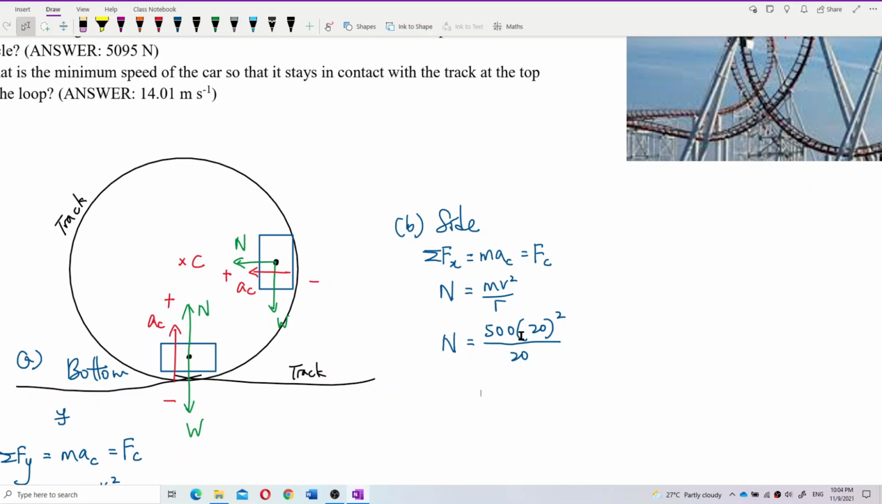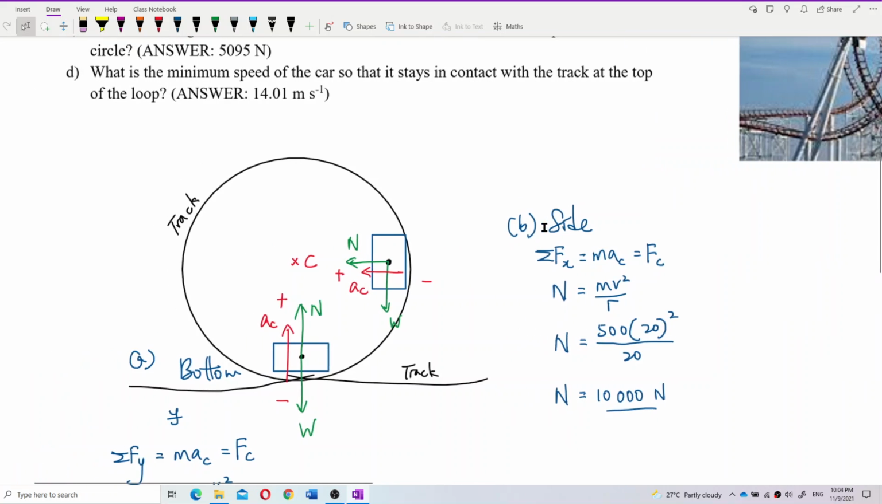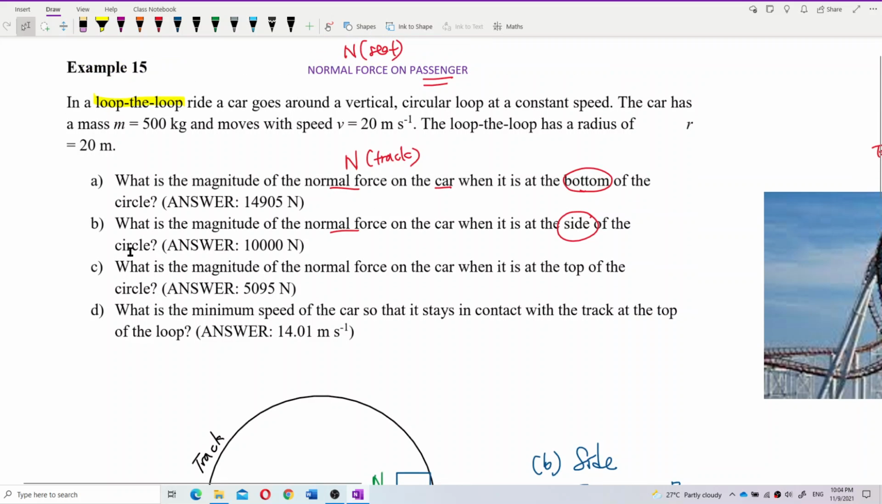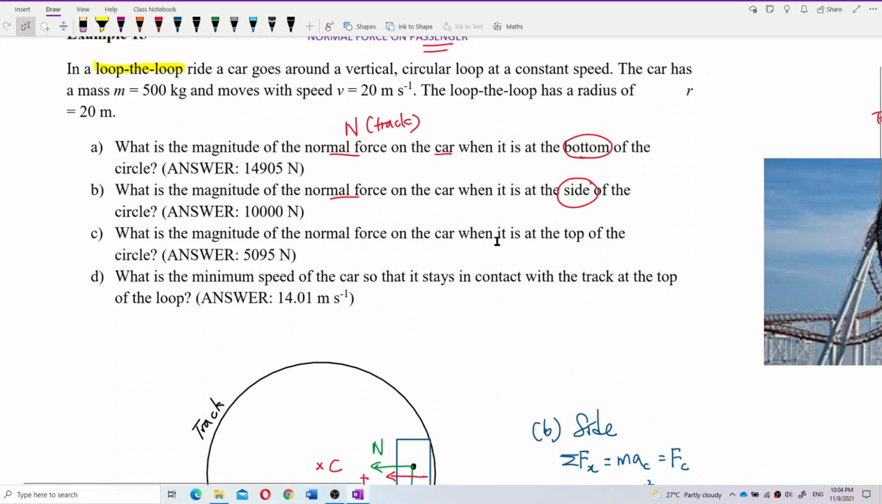So I got the normal force at the side is 10,000 Newton. Okay, that's the normal force at the side. Is it correct? Yeah, that's correct. Now, what about the magnitude of normal force at the top?